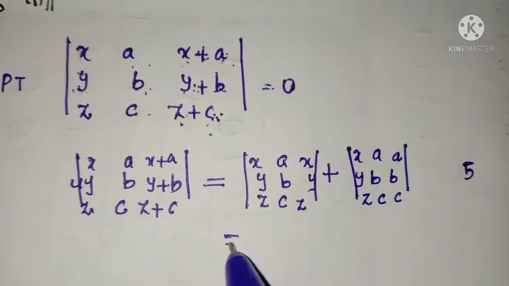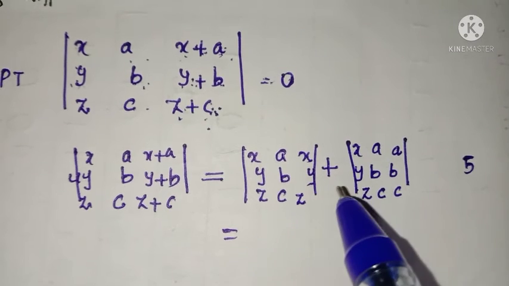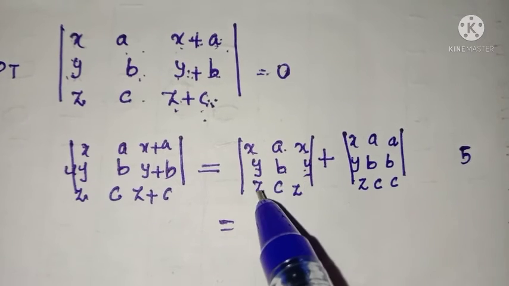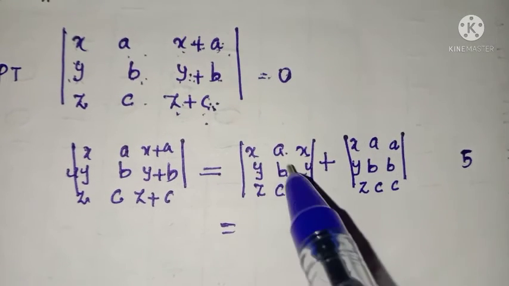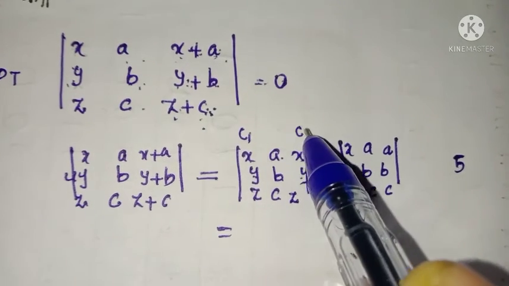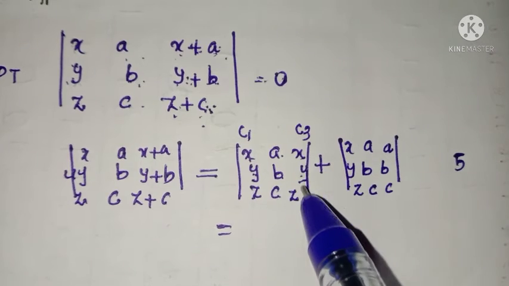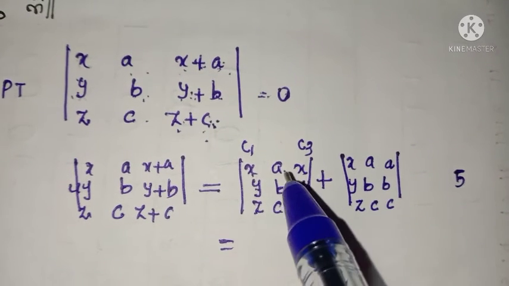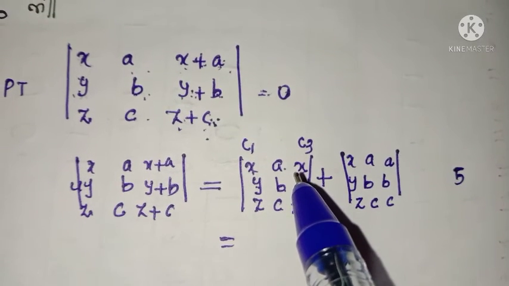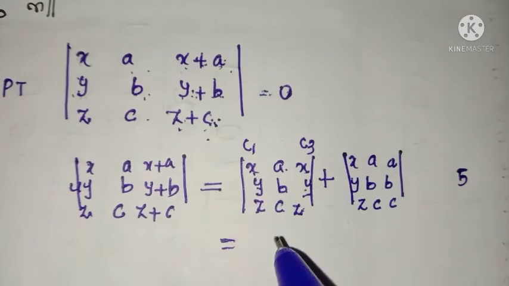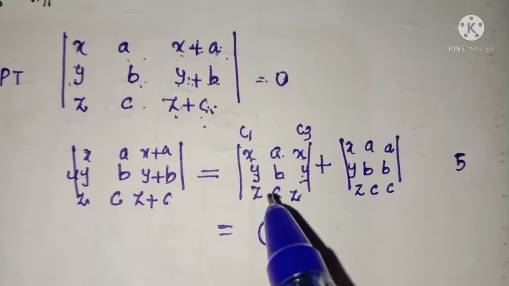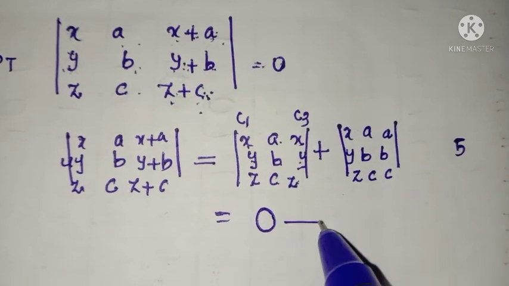Okay. Now look at this determinant. Here x a x, y b y, z c z. Here 2 columns are identical. Look here, first column and third column, x y z, x y z. So by property number 3, if 2 columns are identical, then the value of the determinant is equal to 0. So no need to find the determinant. We can directly write its determinant value equal to 0.